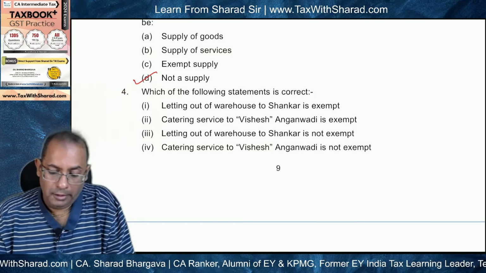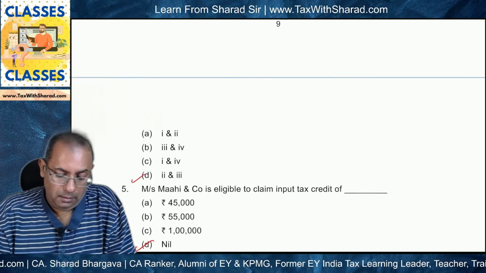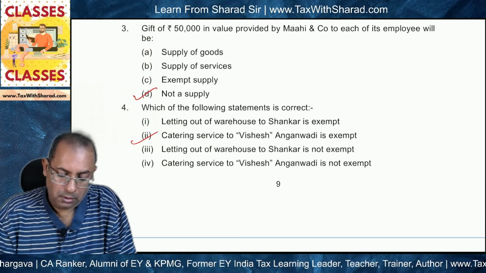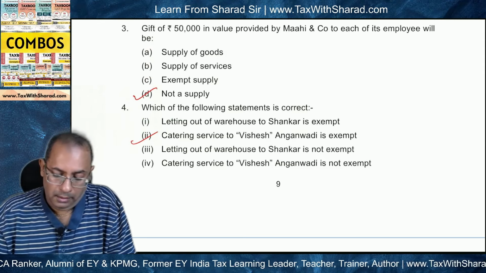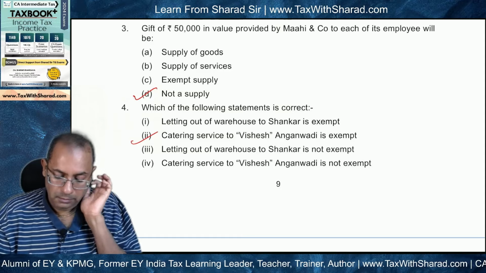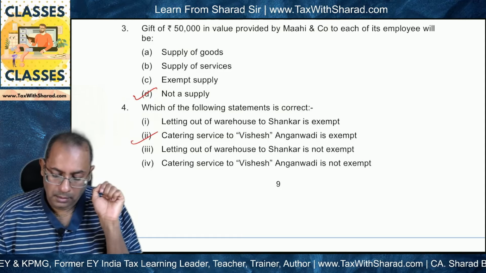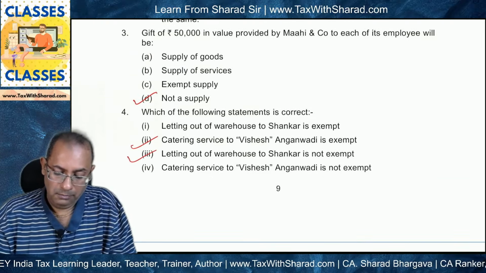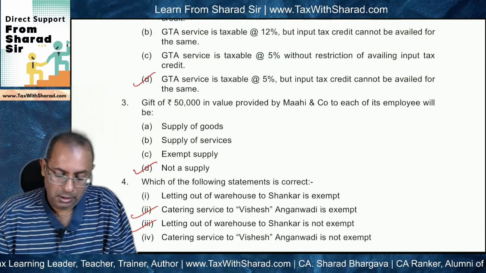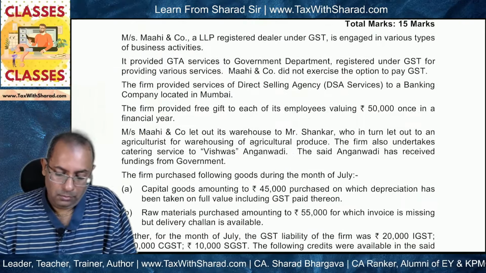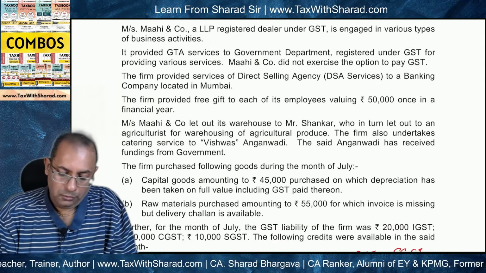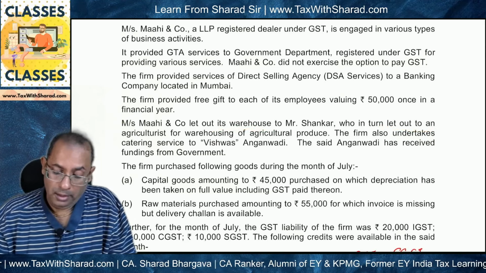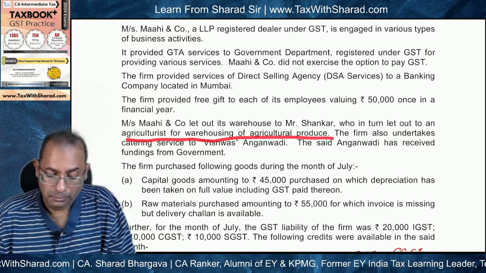Next one, which of the following statements is correct? And the correct answer is D, second and third. Second is what? Catering services to Vishesh Anganwadi is exempt, and third, letting out of warehouse to Shankar is not exempt. So what does the question say? Okay, so this is regarding the warehouse. Mahi and Company let out its warehouse to Mr. Shankar, who in turn let it out to an agriculturalist for warehousing of agricultural produce.